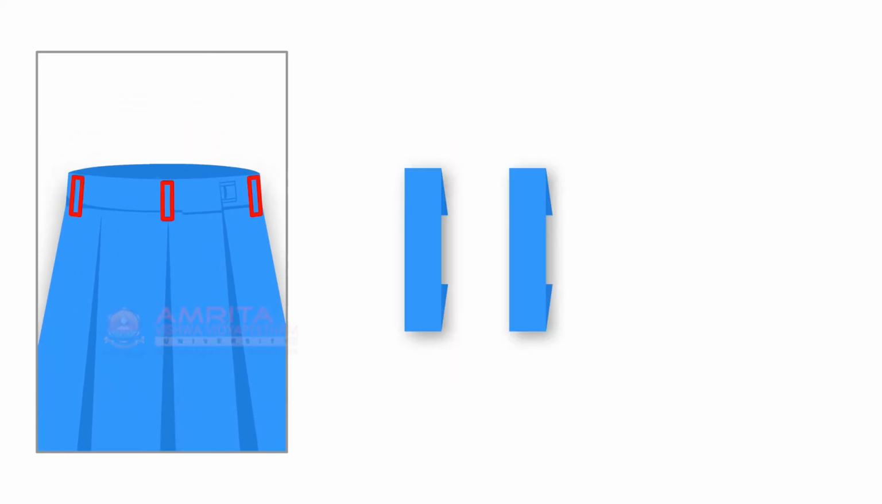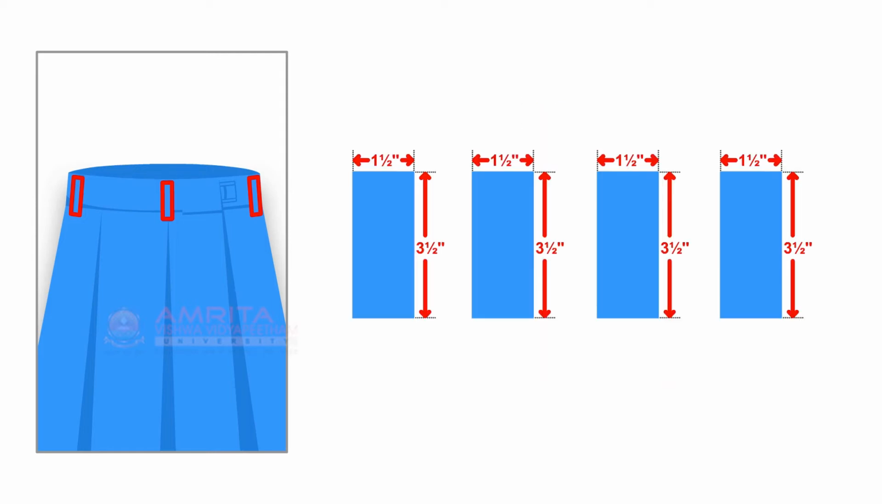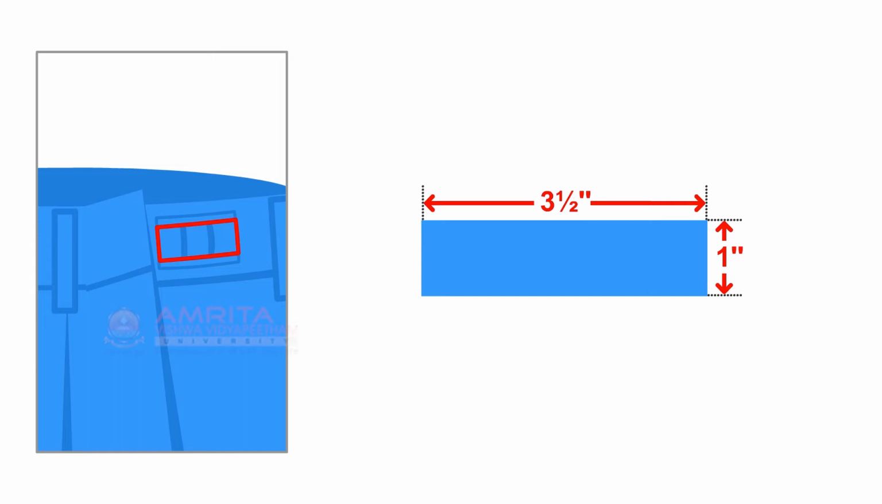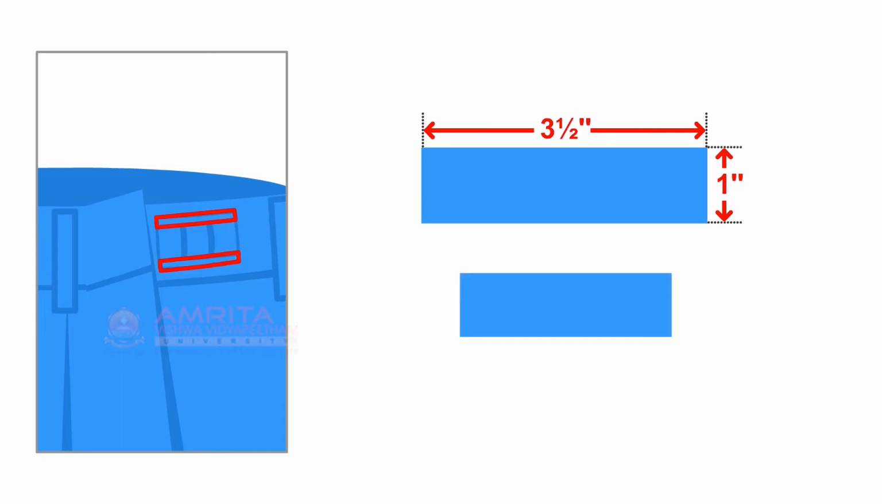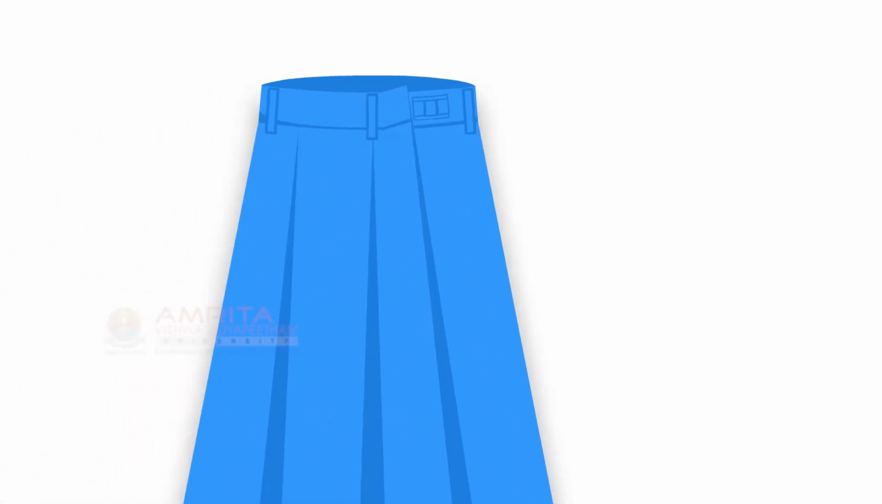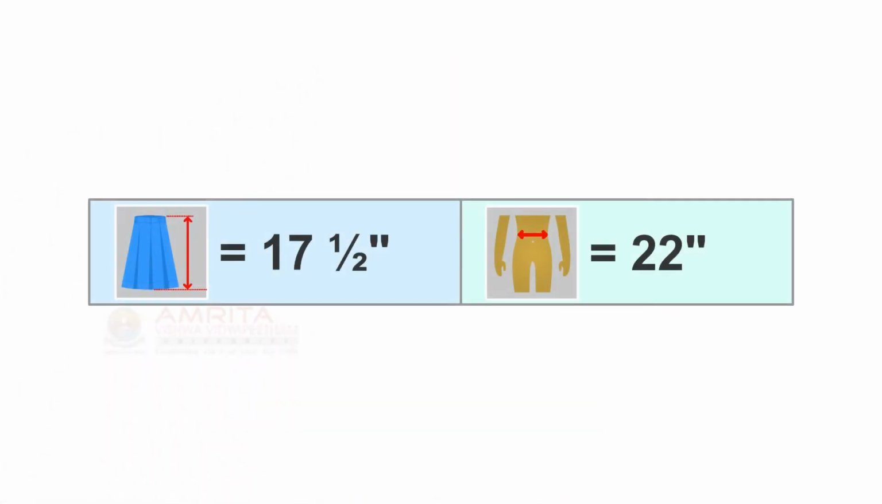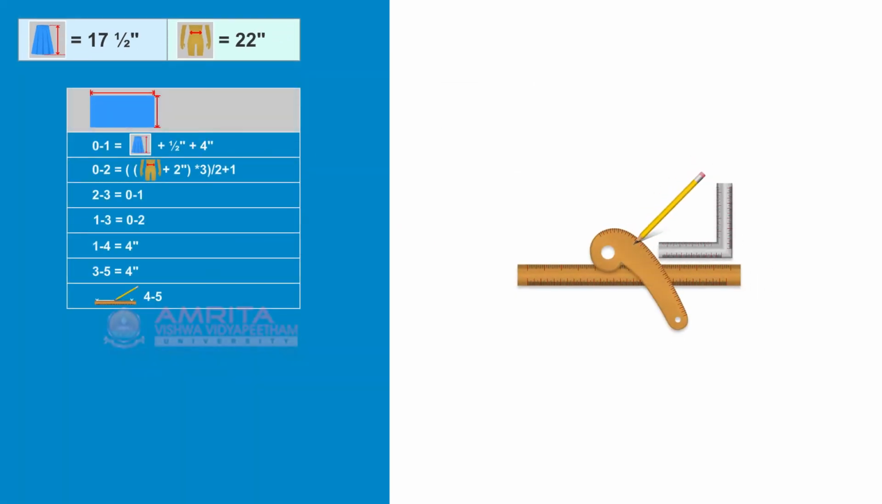The belt loops will have a length of 3.5 inches and width of 1.5 inches. We will need 4 such pieces. The adjustable hook closure will have a length of 3.5 inches and a width of 1 inch. Also, the side strips will have a length of 2.25 inches and a width of 3/4 inch. We need to cut 2 such strips. We will need these measurements to construct the pattern for a half skirt. First, let's see how to draft the pattern for the skirt piece.